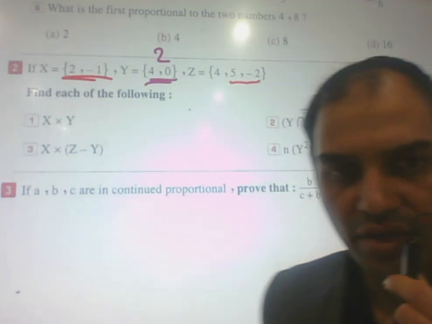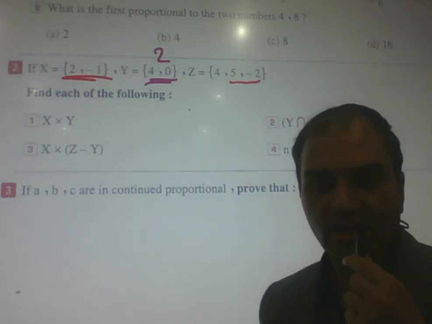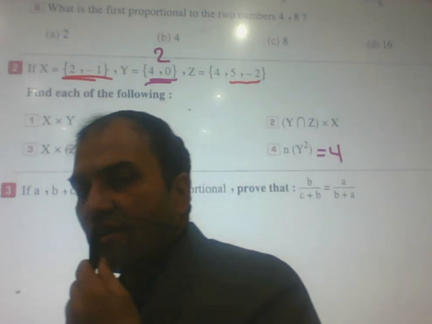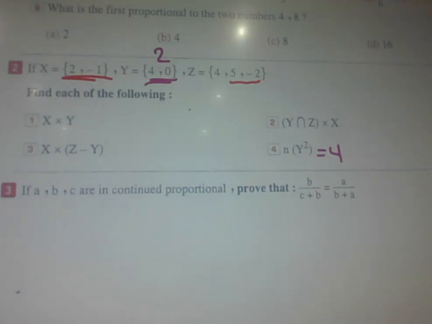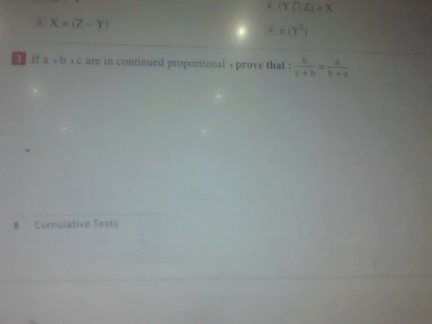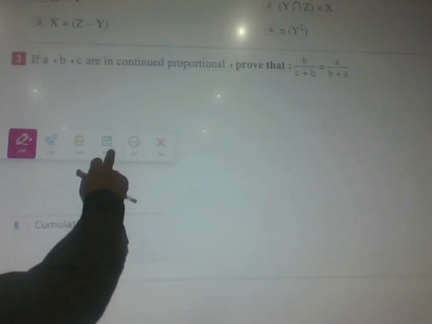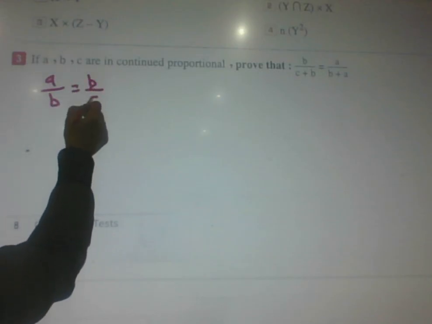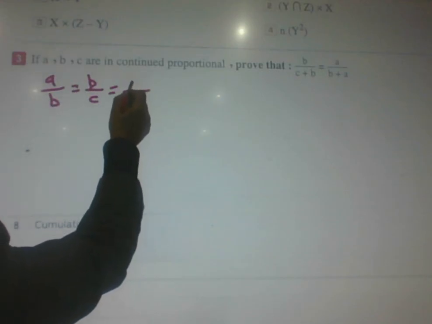Last question here: if A, B, C are in continued proportion, prove that the left hand side equals the right hand side. First step, to find the solution, you must write the ratios. Listen to me about continued proportion, you remember the rule: continued means A over B equals B over C.